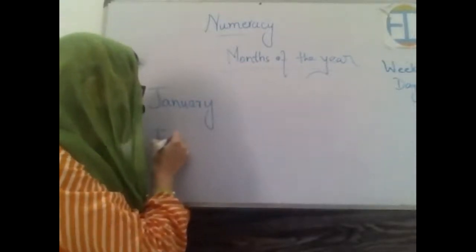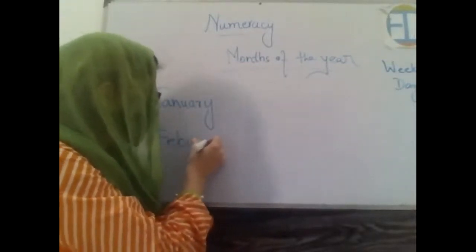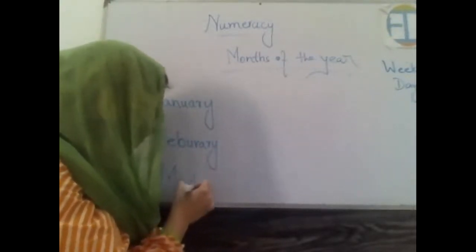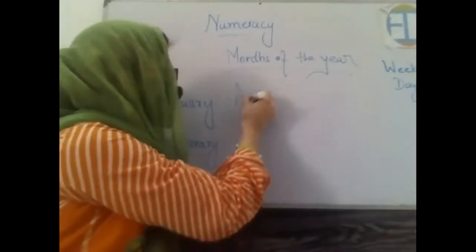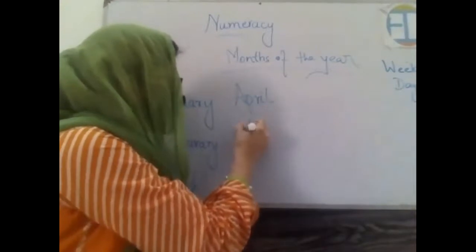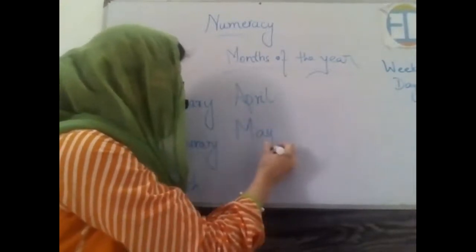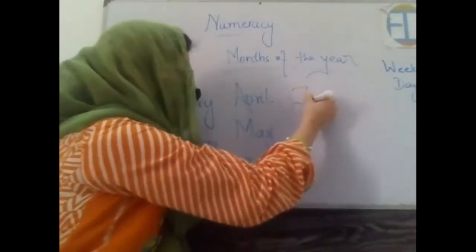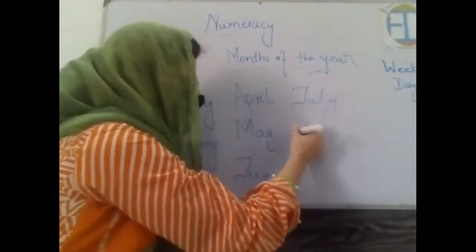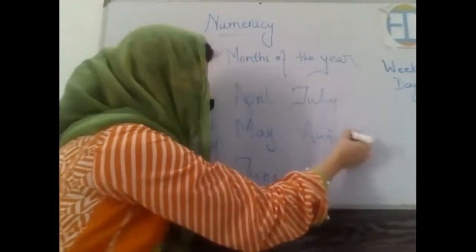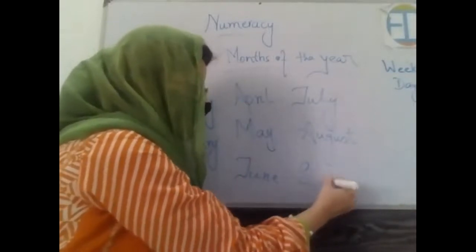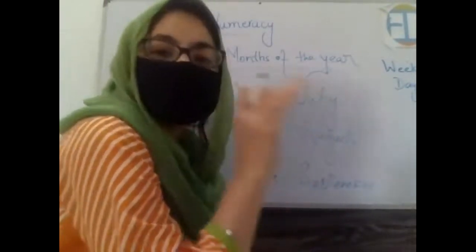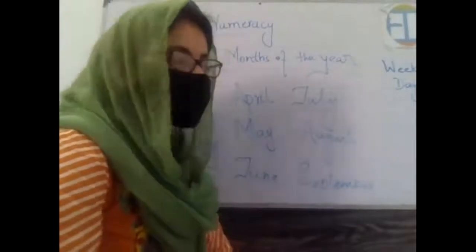Then we have February. Then we have March. Then we have April, May, June, July, August, September. What we are supposed to find out is how many letters are in every name, okay? So look at this carefully.